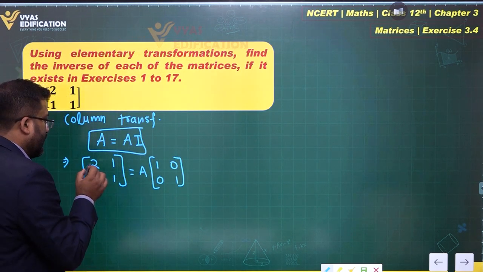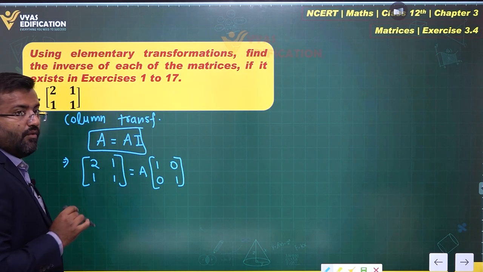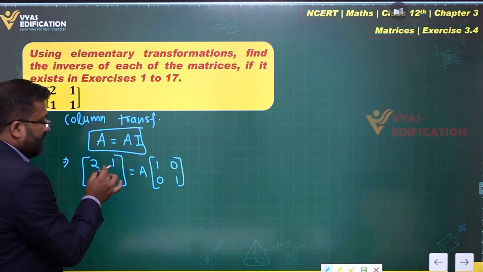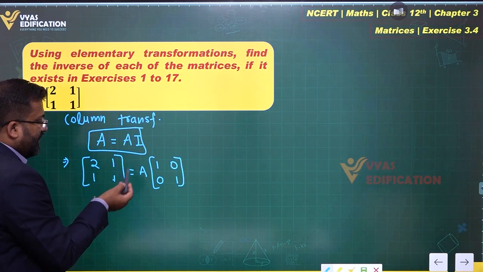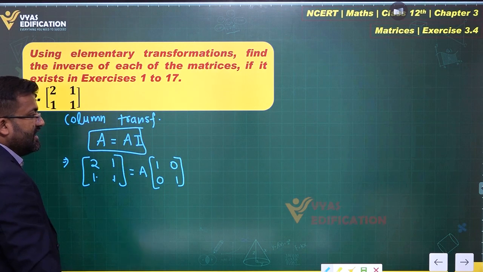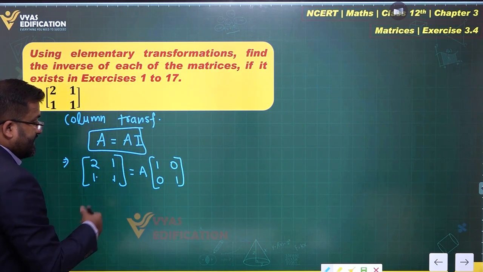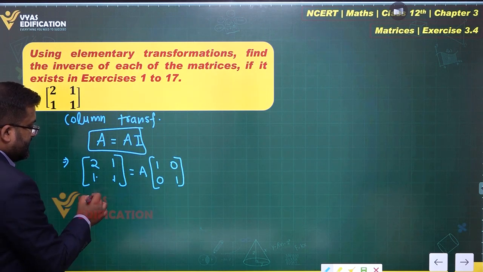Now, first thing, I'll convert this into a 1. Then for column transformations, I'll move in this direction. After that, we'll convert this into a 0. This is already a 1. If this remains a 1, then we'll convert this into a 0, right? Okay. So let's apply column transformations.